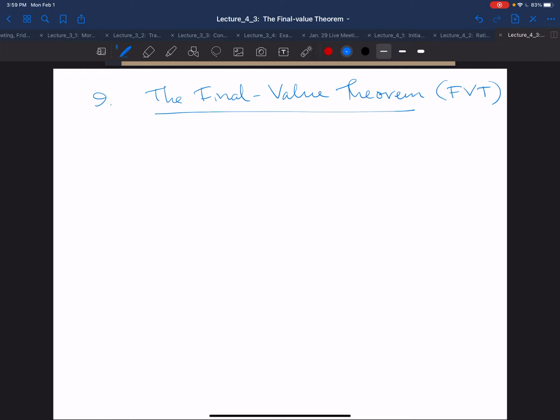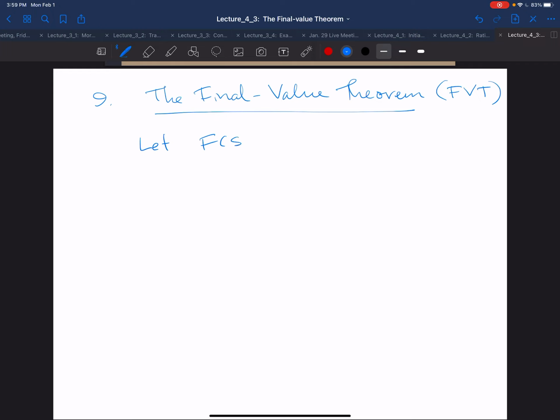So we could find it from f of s without inverting f of s. Similarly, this final value theorem will let us find the value, the limit of f of t as t goes to infinity, if it exists, from the transform f of s without inverting that transform. Some conditions have to be satisfied in order for it to hold.